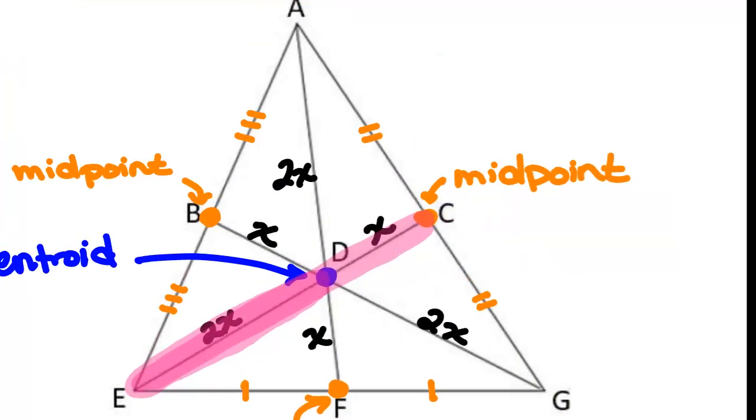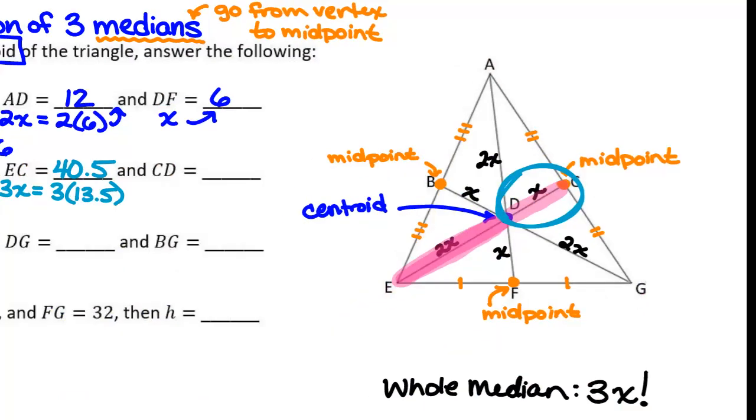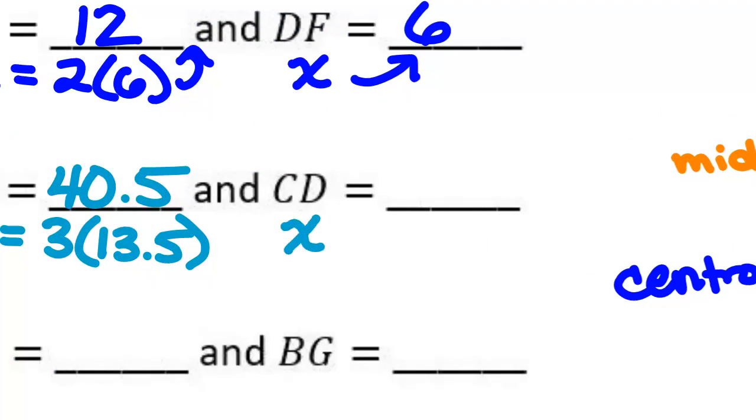And how big would it be from C to D right here? X, which is 13.5. Nice work. All right, we've got one more median to look at.